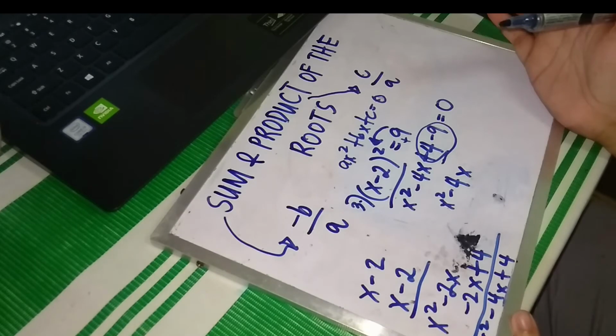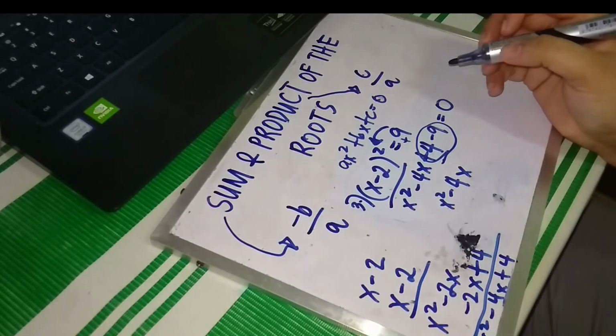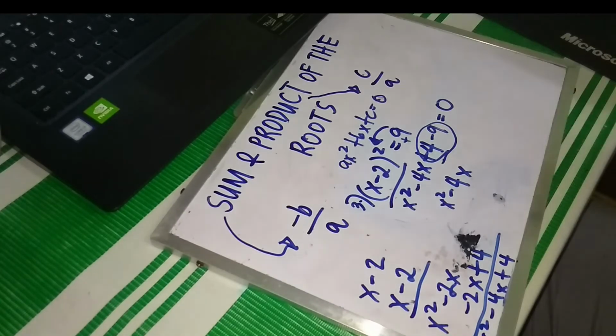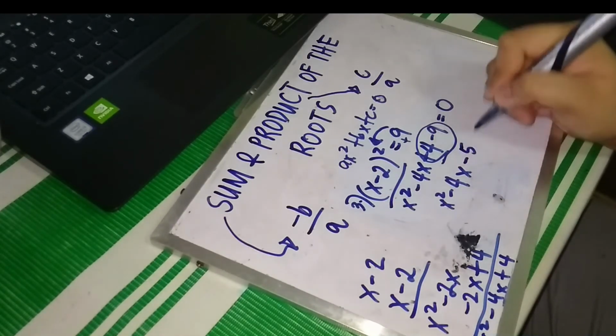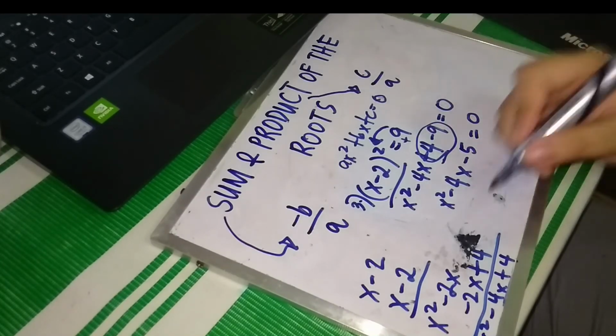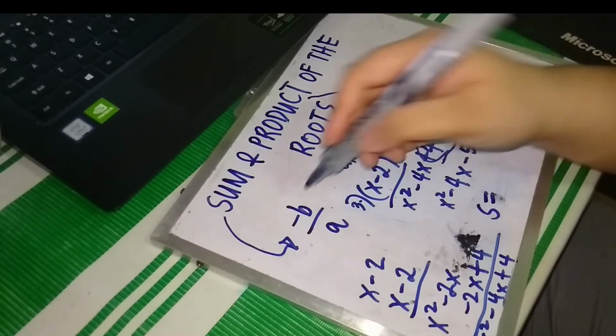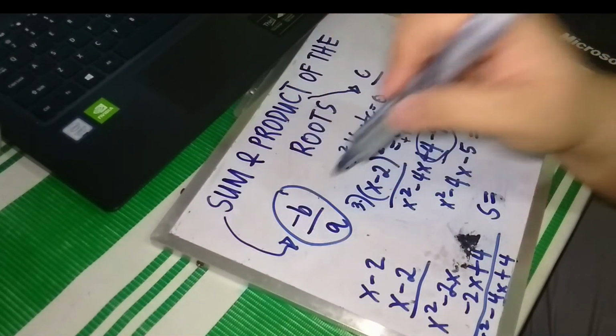Unlike signs, so we will subtract. Tapos, ang kukunin nating sign ay yung sign ng mas malaking number, which is 9. So, ito magiging negative 5 is equal to 0. Tapos, kunin na natin yung sum and product. Sum is equal to, ito, negative 5 over a. Ay, sorry, negative b over a.